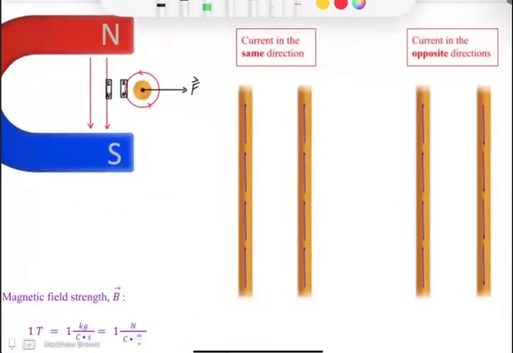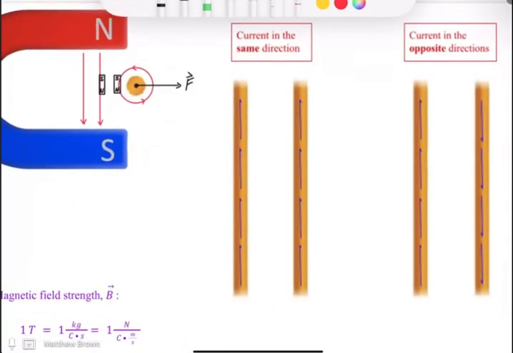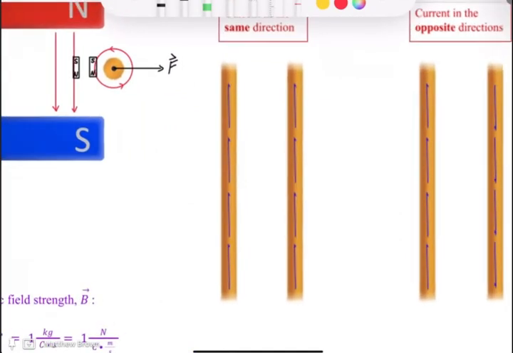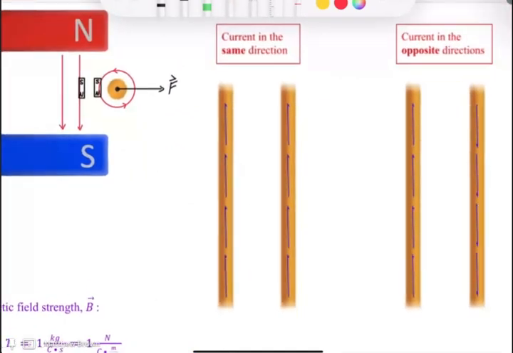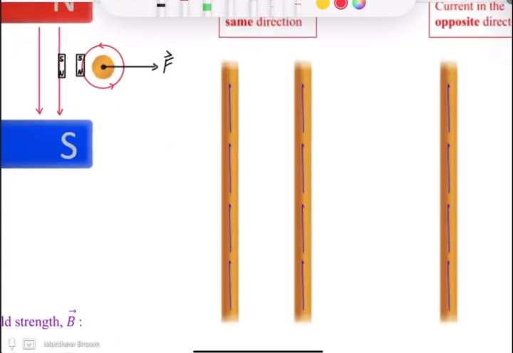We can actually do this with two wires, right? We can say, and hopefully these arrows sort of come in here. So if we've got current in the same direction, we can look at what the magnetic field would be. If you look at both of these wires, it's going to be the same.